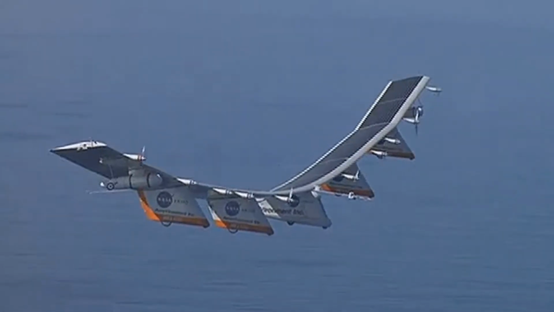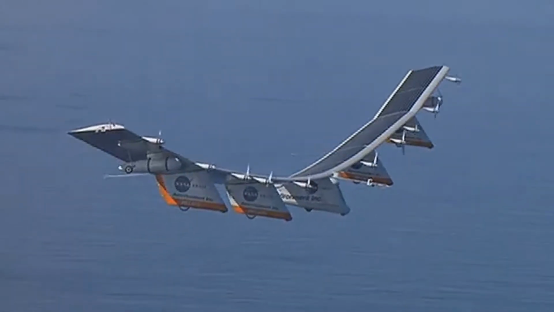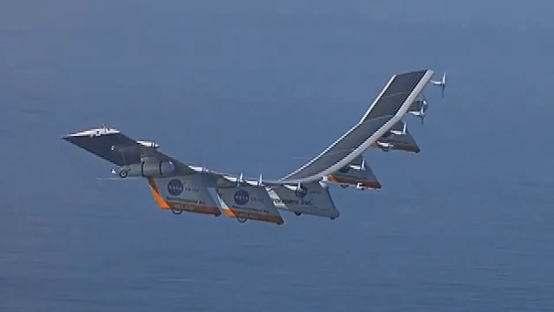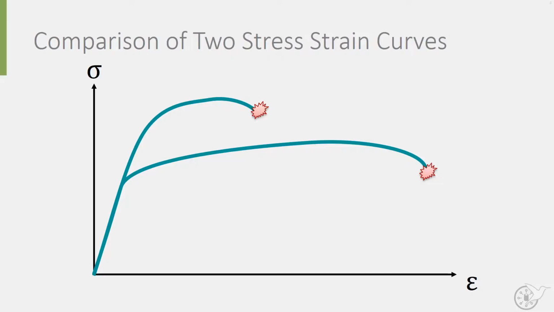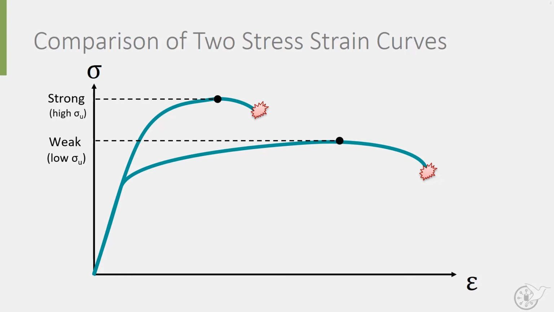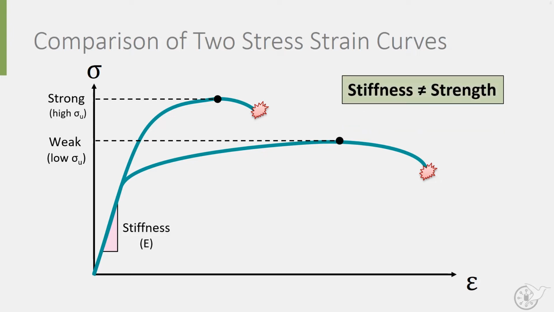As you can see from the photos, the wings are very flexible and can bend greatly. These wings have low stiffness, resulting in a shallow slope in the stress-strain curve. If we take another look at the stress-strain curve, you can see two curves plotted here. One curve has a high ultimate stress and one has a much lower ultimate stress. However, both curves have the same linear slope and therefore the stiffness is the same. So the slope of the stress-strain diagram indicates how flexible or stiff one material is compared to the next, but it says nothing about its strength.